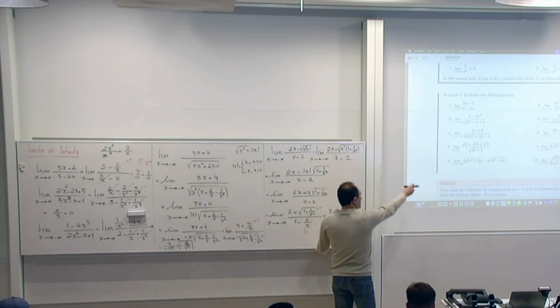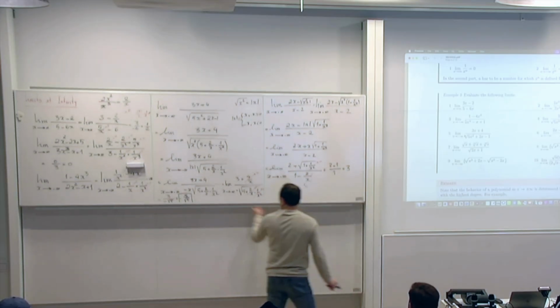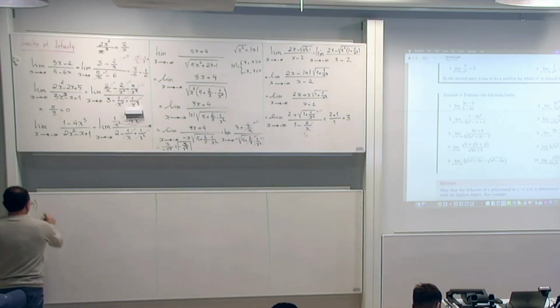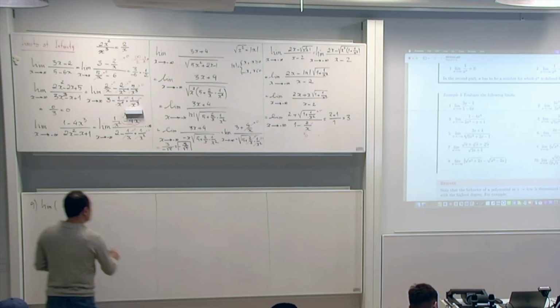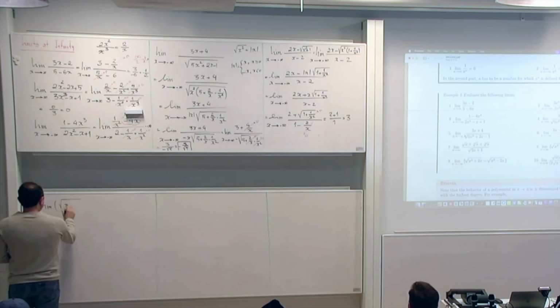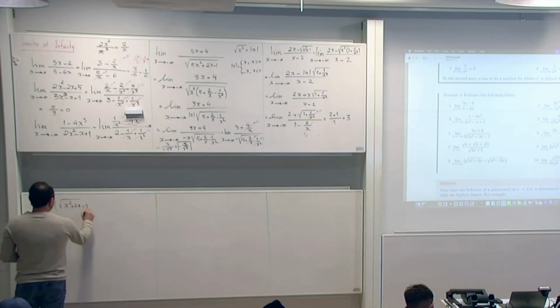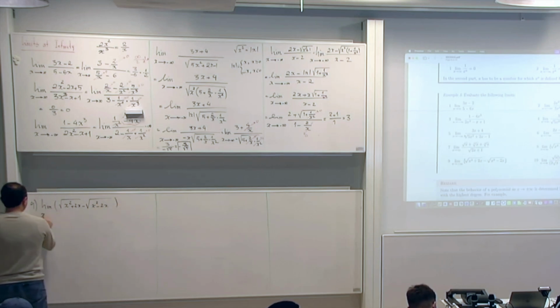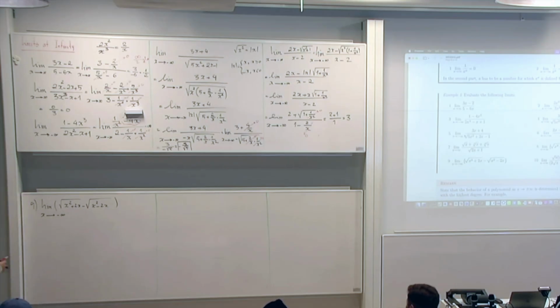Let us solve number 9. The limit of the square root of x squared plus 2x minus the square root of x squared minus 2x, as x goes to minus infinity. I think this is something similar to what you have in the workshop problems. This is something I want you to know.